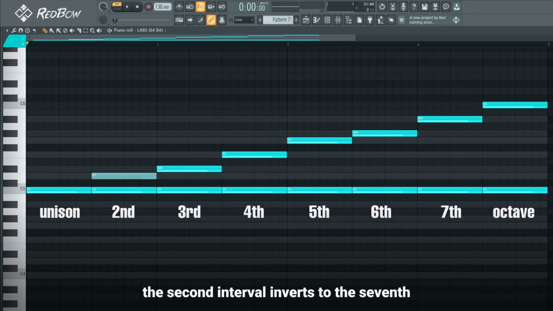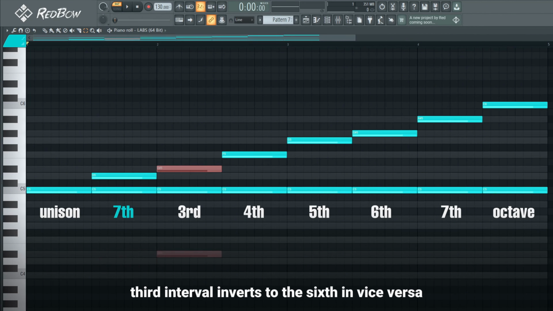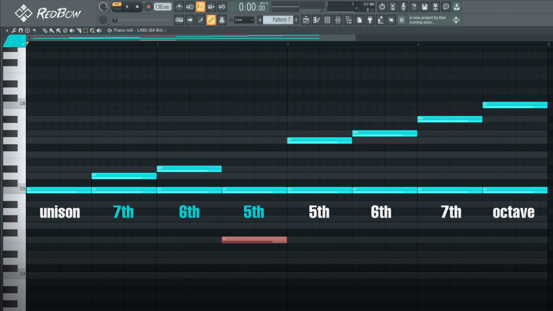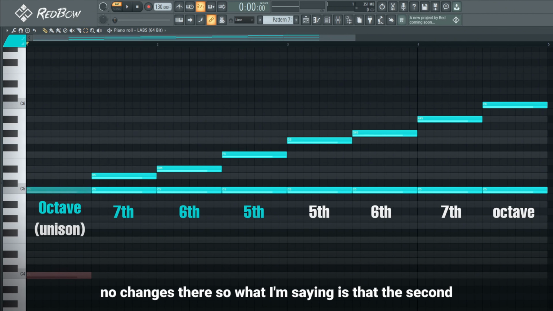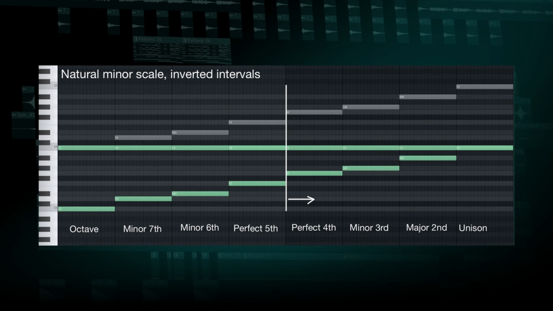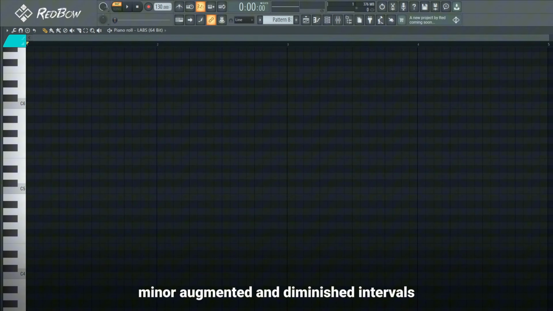So basically, the second interval inverts to the 7th and vice versa, third interval inverts to the 6th and vice versa, and the fourth interval inverts to the 5th interval. And the 1 inverts to the 1, no changes there. So what I'm saying is that the 2nd, 3rd, and 4th intervals are mirror images of the 5th, 6th, and 7th notes. So with that logic, since the 3rd has major, minor, augmented, and diminished intervals, the 6th must also have them, right?